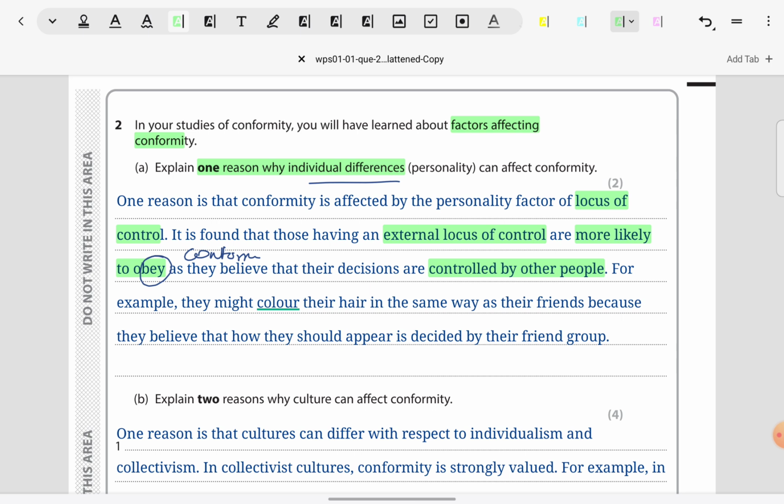The idea is that your writing style could be different. Everyone has a different way of explaining things. But what is important is to be very specific that the internal factor causing individual differences is locus of control. That should be explicitly mentioned, and it should be further elaborated upon in some way to show reasoning. So for external locus of control, I have given the example. People with external locus of control might color their hair in the same way as their friends because they feel how they should appear, or their appearance should be determined by their friend group.